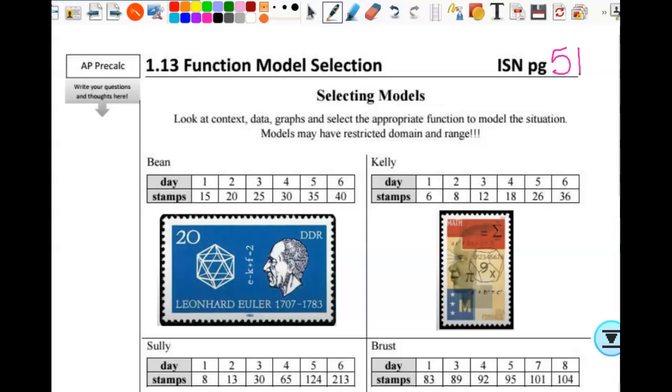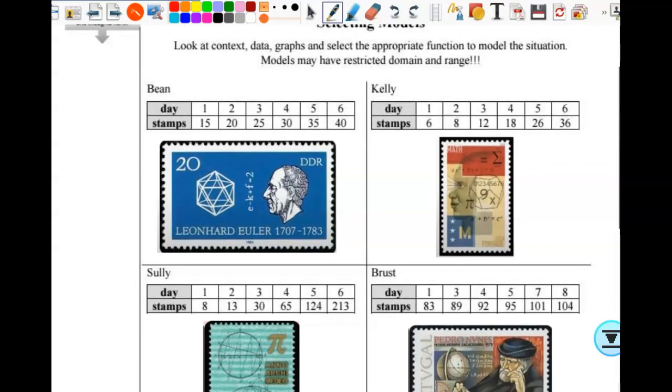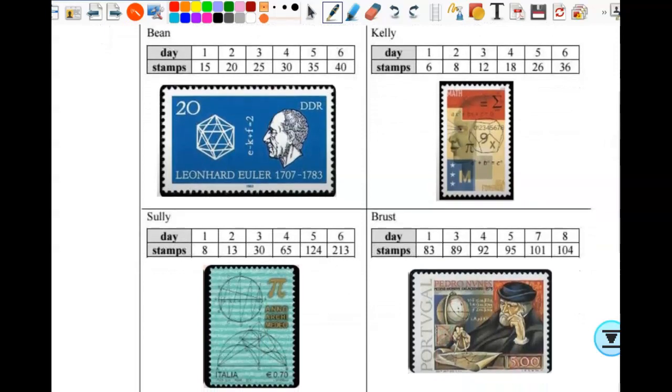So we're going to look at stamp collecting. So I have these big stamps here that I'm going to move. You don't have them, it's fine. So we're going to look at this data in context, because the first time we did this, it was just numbers, and we just found things, and it really didn't apply to much. But we're going to look at it in context. So we have these 4 people that are stamp collecting, okay? And they're stamp collecting at different rates, but they're all busy on these first 6 days. Okay? They're busy. I don't know if it's like a race or what, but and some models may have restricted domains and ranges. We'll look at that.